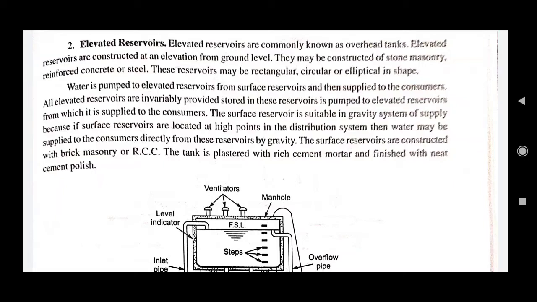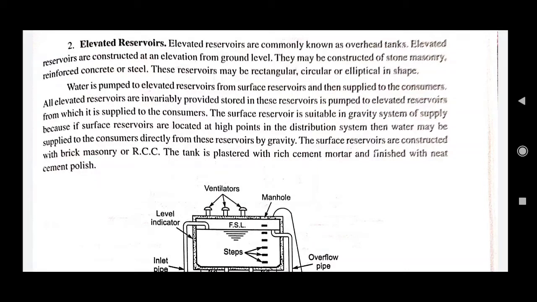larger capacity, so that the water can be supplied under the influence of gravity. The more the pumping required, the more the operation cost of a water supply scheme. So we have to keep the operational cost of a water supply scheme to a minimum. That is why we use a low amount of pumping.